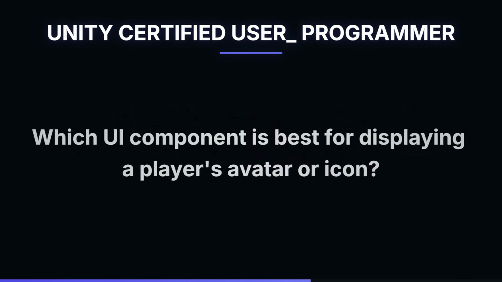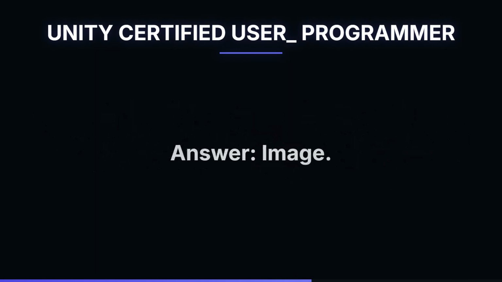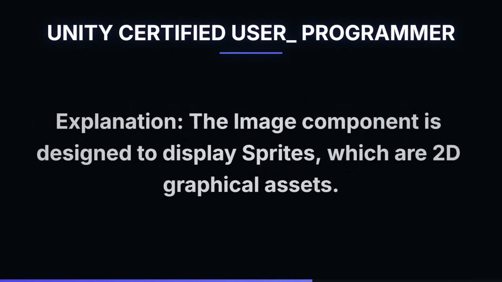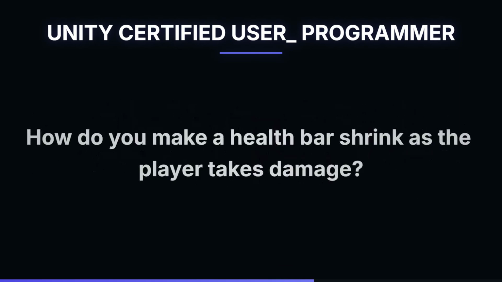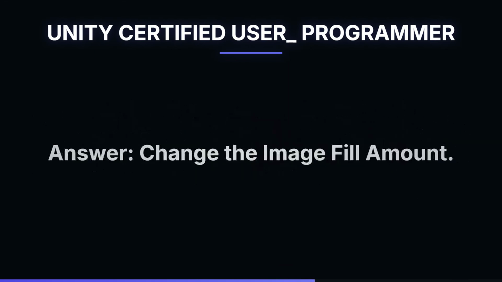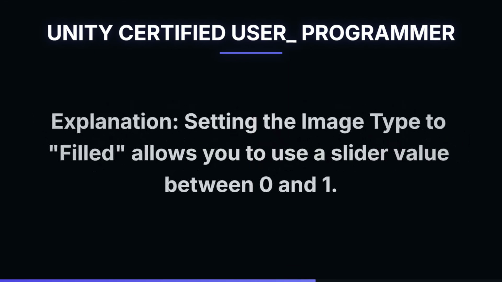6. Which UI component is best for displaying a player's avatar or icon? Answer: image. Explanation: the image component is designed to display sprites, which are 2D graphical assets. 7. How do you make a health bar shrink as the player takes damage? Answer: change the image fill amount. Explanation: setting the image type to filled allows you to use a slider value between 0 and 1.